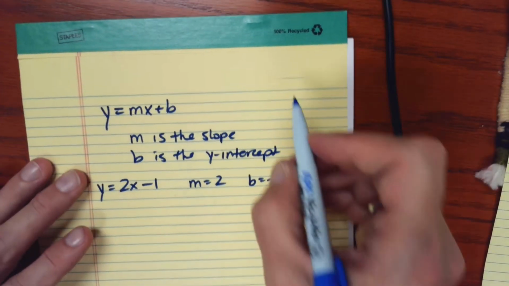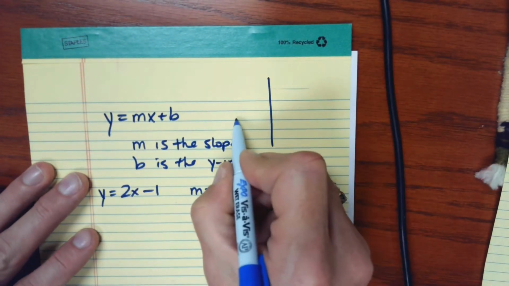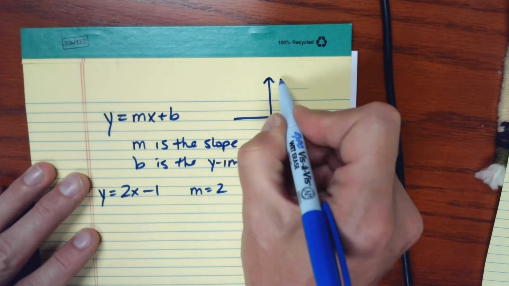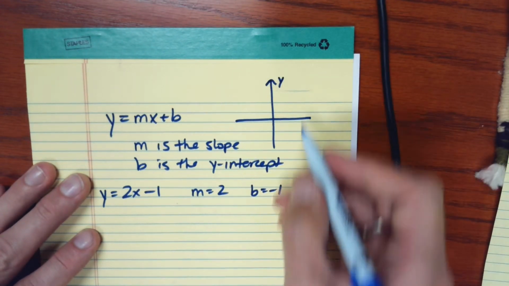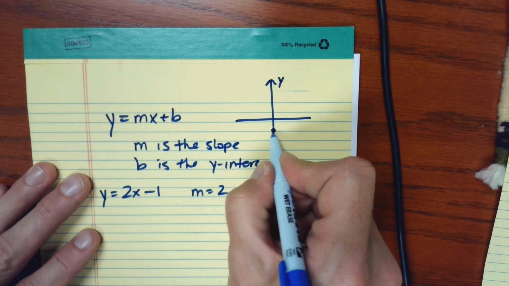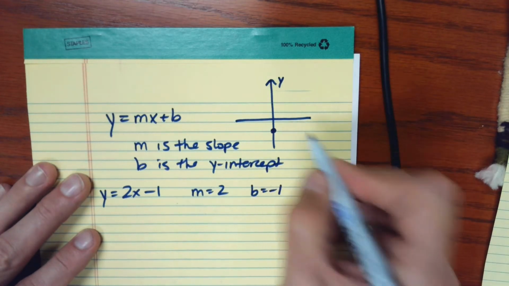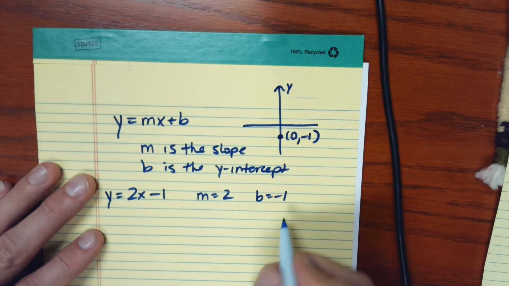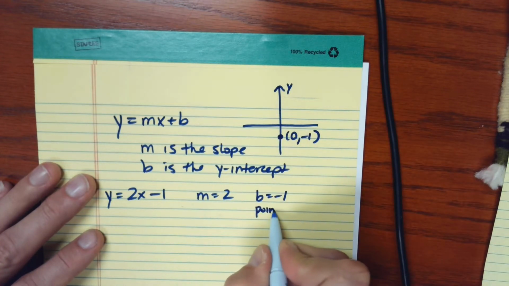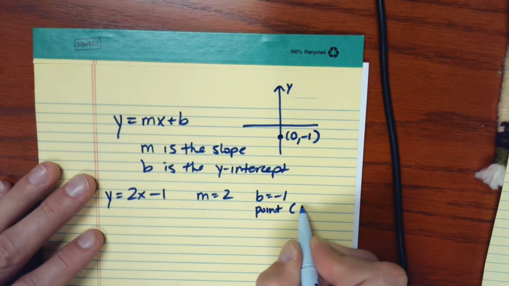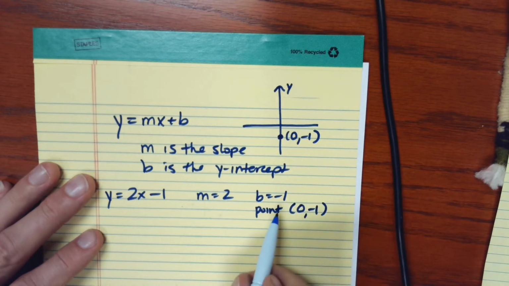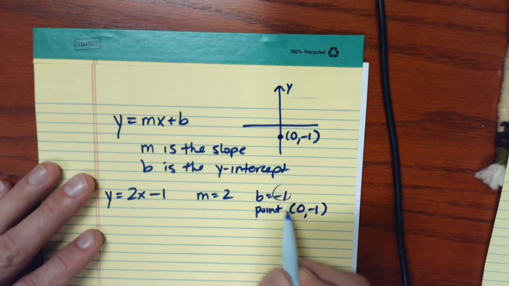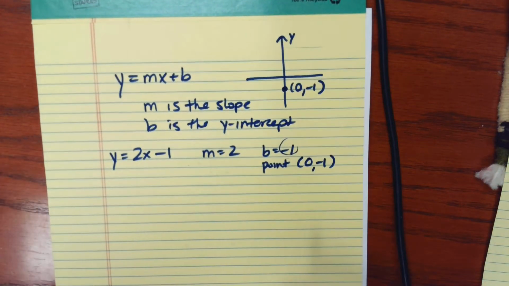Now, just a quick note, thinking about what that y-intercept means. This is where you cross the y-axis. So if you cross the y-axis at negative 1, as far as an ordered pair, that's 0, negative 1. So this is the point with coordinates 0, negative 1. The x value would always be 0, so what you're actually finding here is the y value in that ordered pair.